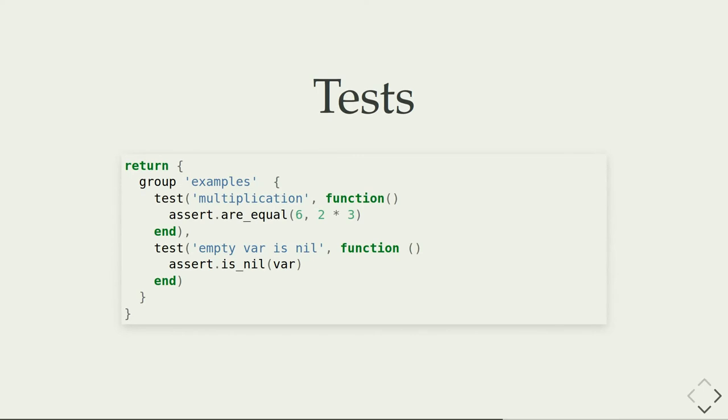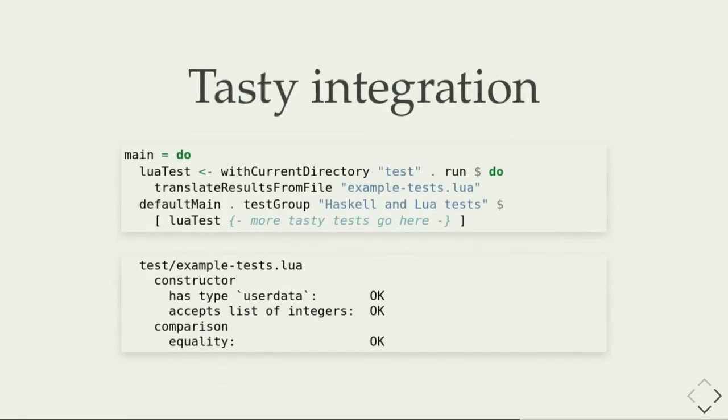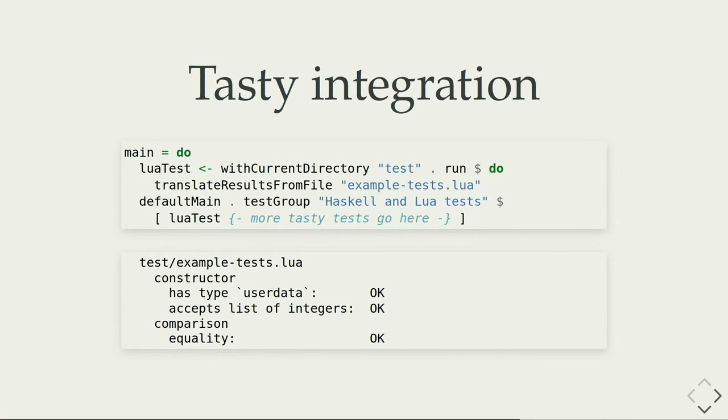Then, with all this, if we use that in a bigger project, we still want to be able to write tests for the whole thing. And this is why hslua also comes with a project that allows to write tests. It's very simple, so it's not super sophisticated, but for me, it's all I need. We can write basic tests, we can group them, we have assertions that we can use. And the beautiful thing is that we can integrate it into Tasty.